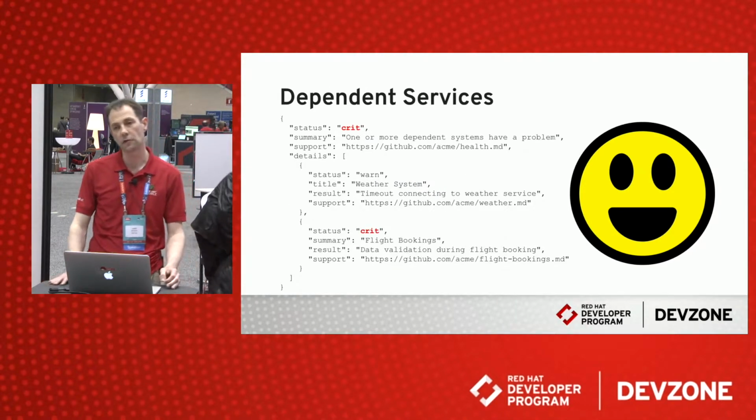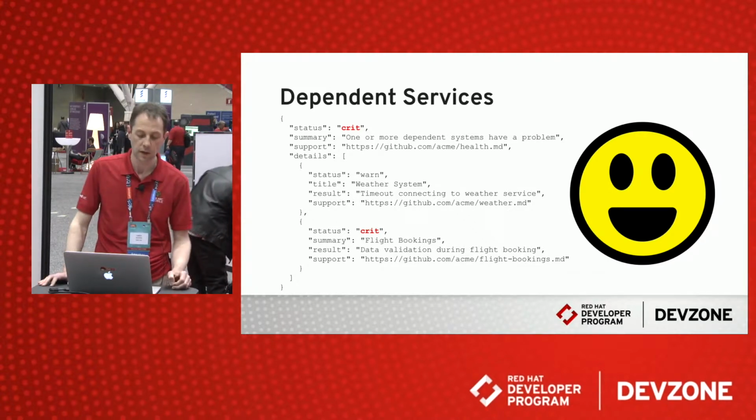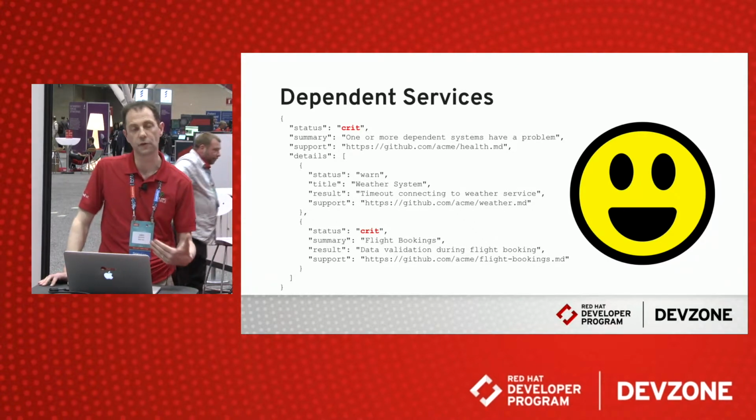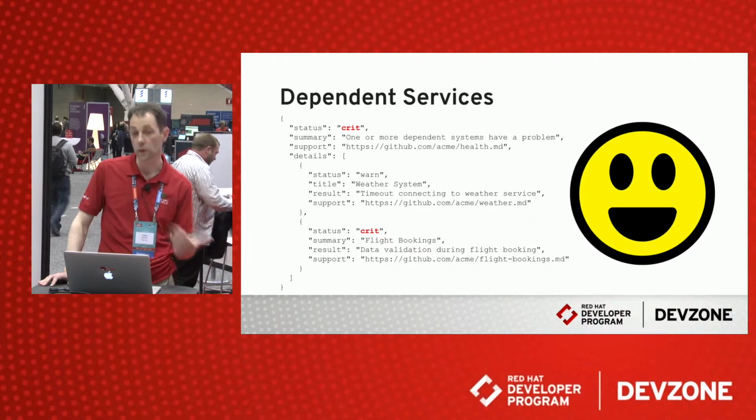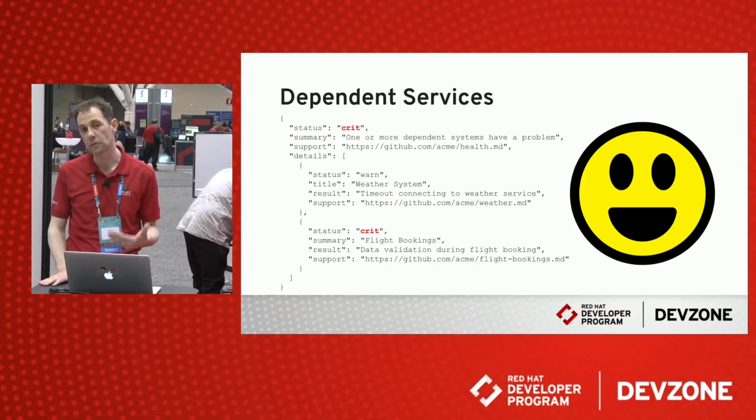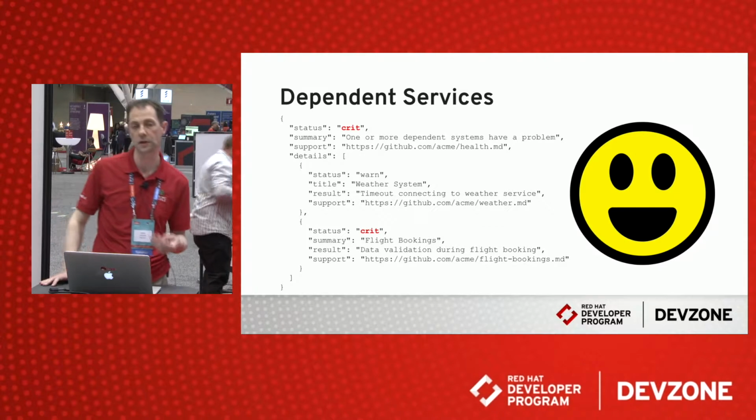So taking it on from there then, what Bob did is he decided, well, in order to form the decision on whether the status should be okay, warning or critical, there may be some other systems or services upon which the application depends.